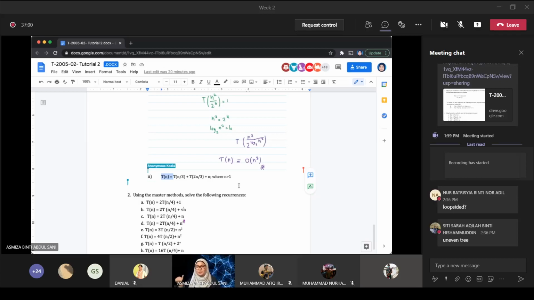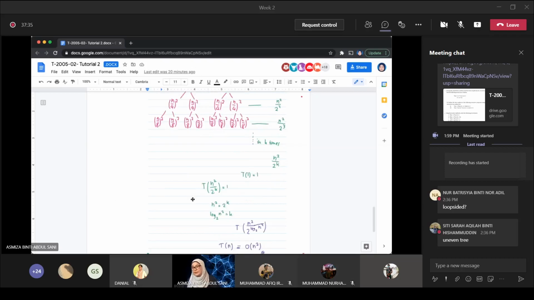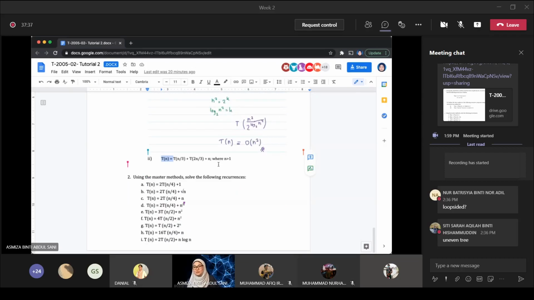But try to describe it in terms of the number of leaves at each level. Will it be the same? For the previous question that we attempted before, to draw the tree, you know that it will stop at T1, and you know that will be the last level, right? So for this question, what can you say about the last level of your tree?